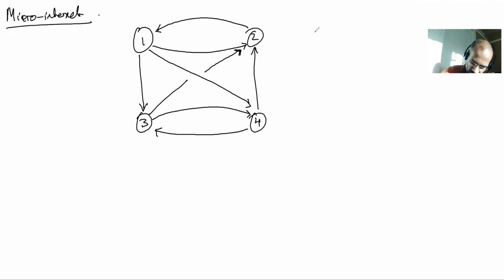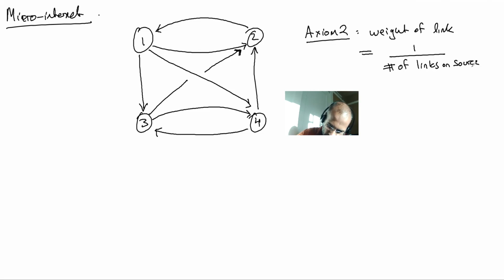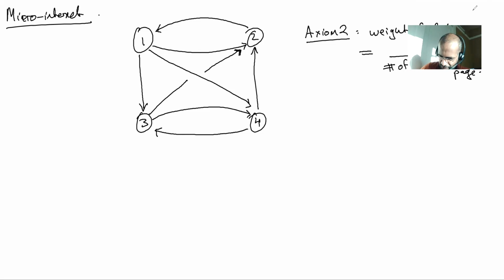Now, axiom 2 of this idea was that you should weight the links, so the weight of a link should be equal to 1 over the number of links on the source web page. This is because in the early days of the internet, a lot of people tried to boost their search results just by making lists of links. You'd have a web page with millions of links on it, and obviously that should be discounted.